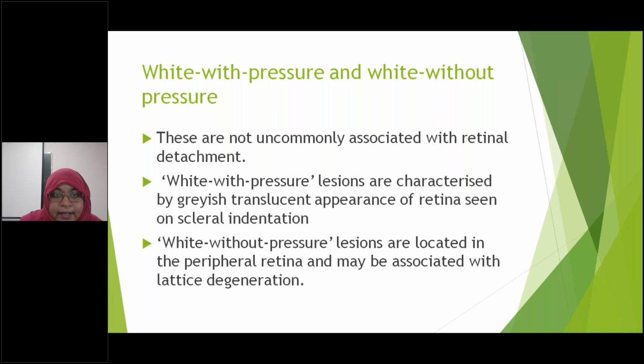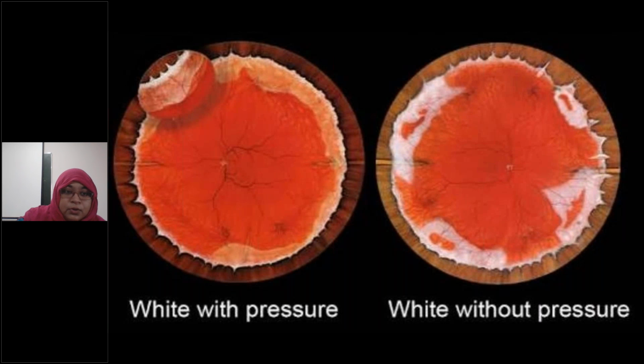These are all peripheral retinal degenerations. That's why we should use scleral indentation to see them. And there is a lesion called white without pressure. These lesions are located in the peripheral retina and may be associated with lattice degeneration. So this is the area, this is the white with pressure, and this is white without pressure. These are the peripheral retinal degenerations.